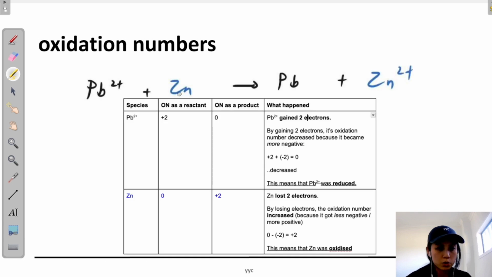Let's do an example. Let's look at Pb as an ion. Now Pb, as we mentioned, the oxidation number is just its charge, its ion charge. And if it's an element on its own, it has a charge of 0.